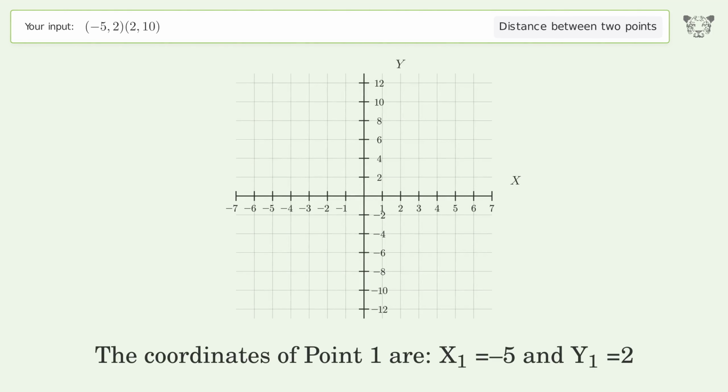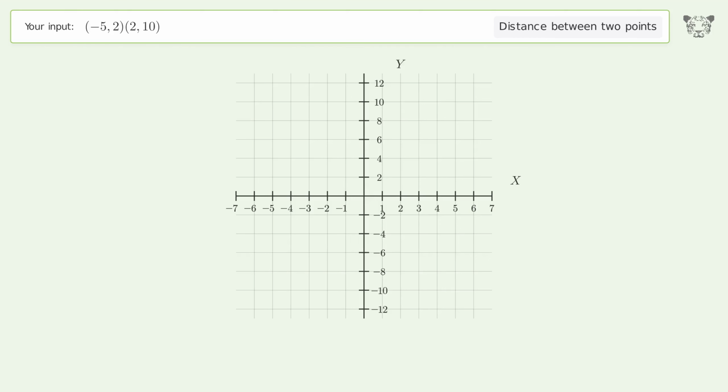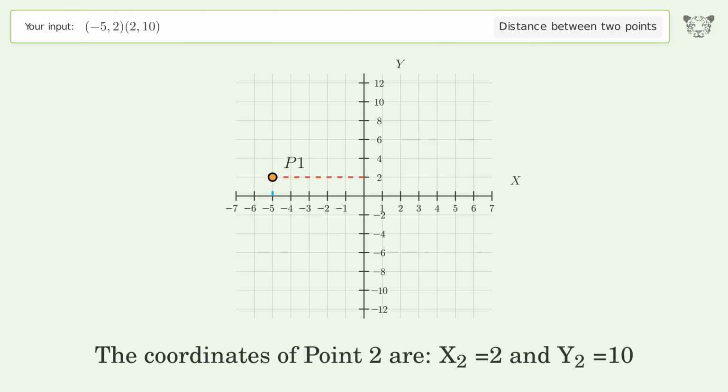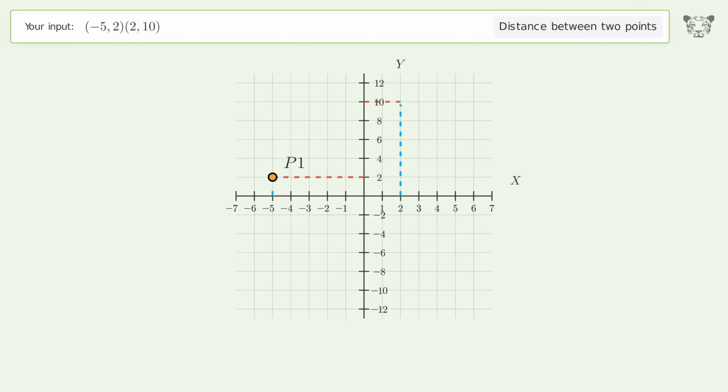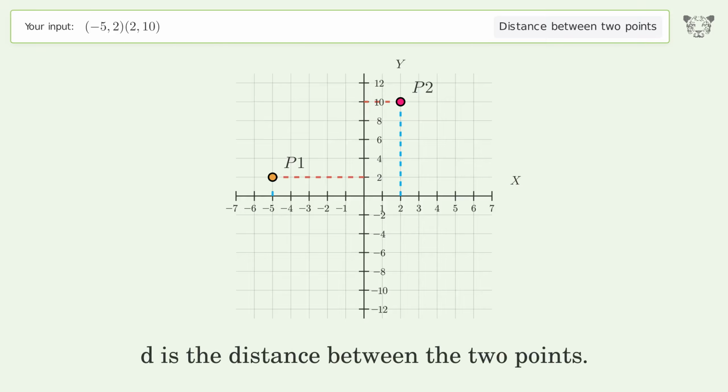The coordinates of point 1 are x1 equals -5 and y1 equals 2. The coordinates of point 2 are x2 equals 2 and y2 equals 10. D is the distance between the 2 points.